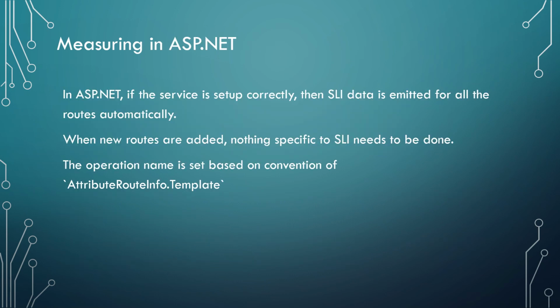In ASP.NET, if the service is set up correctly, then SLI data is emitted for all the routes automatically. When new routes are added, nothing specific to SLI needs to be done. The operation name is based on convention of attribute route info template, and if that information is missing, it falls back to using data from the request.